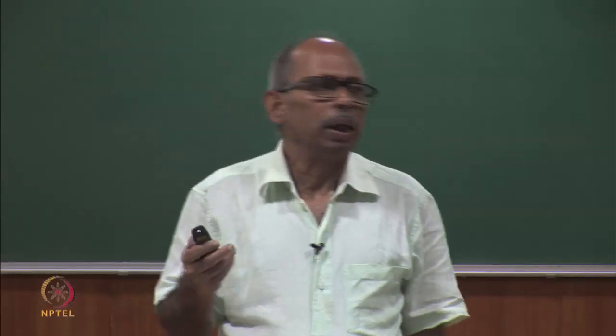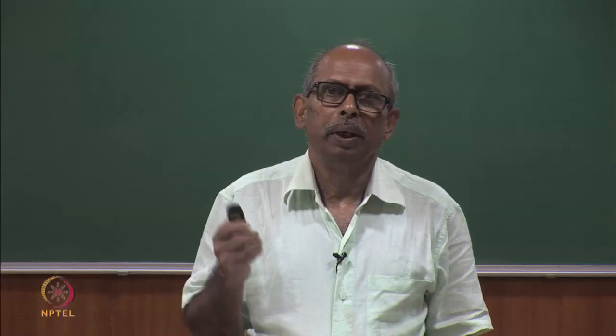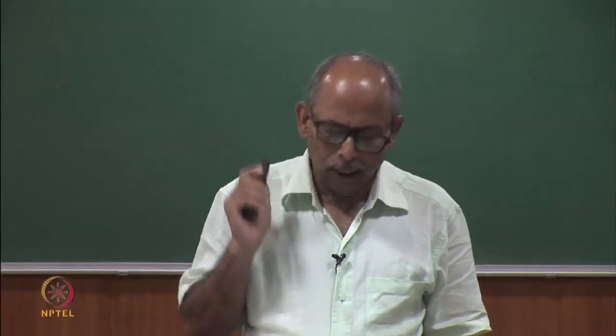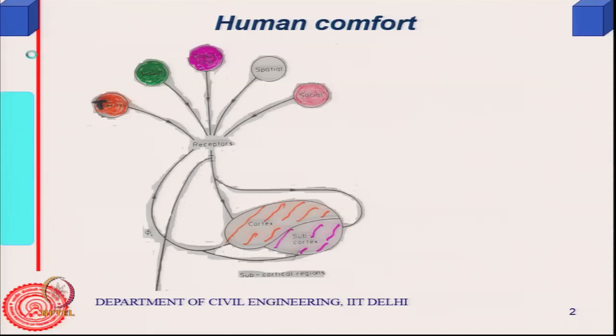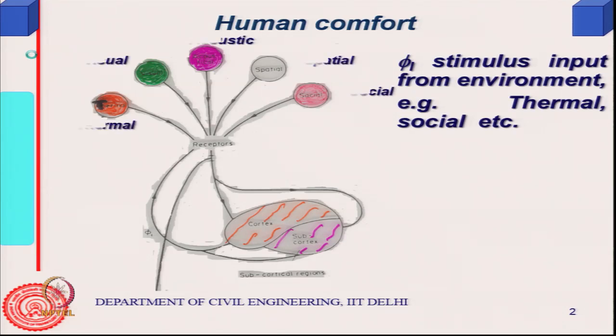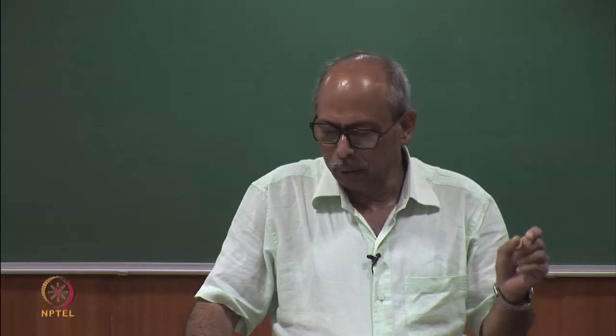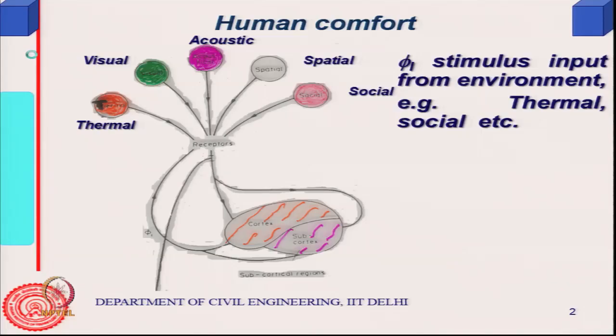So, as I said, we started last time looking at comfort, and we have several sensory mechanisms like thermal, visual, acoustics, spatial, related to space, and social and so on. If there is a change in temperature, thermal for example, sensible heat is through temperature. If there is a small change in temperature, that is what we call a stimulus input from the environment.